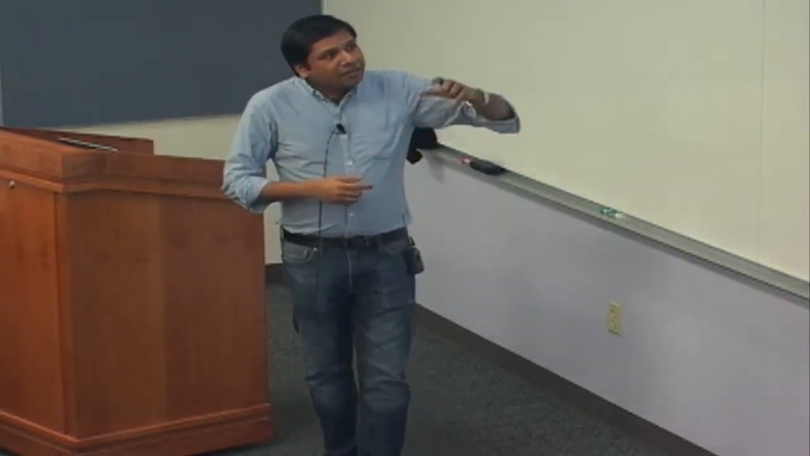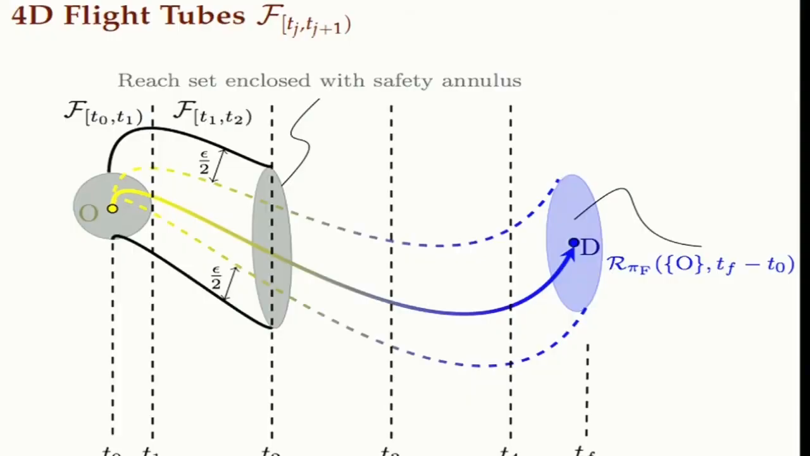Now think of engulfing this tube, the reachable tube that I have talked about, this dashed boundary, by an annulus of radius epsilon by 2. What does it do? Well, the uncertainty tells us that if the drone experiences worst case wind, it can fly anywhere within the tube. In the worst case, it can be at the boundary of this tube.